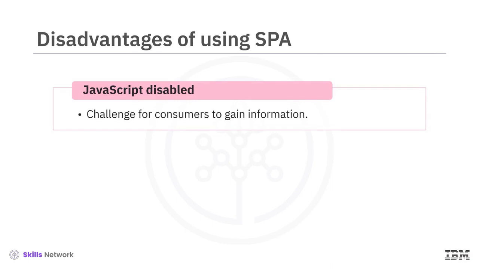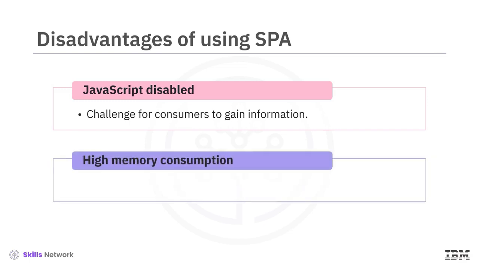Developers must devise methods for consumers to gain information on the website using browsers that do not support JavaScript. SPAs can run for hours. Therefore, users need to ensure the application is not consuming more memory than it needs, as it can lead to performance issues on the device.